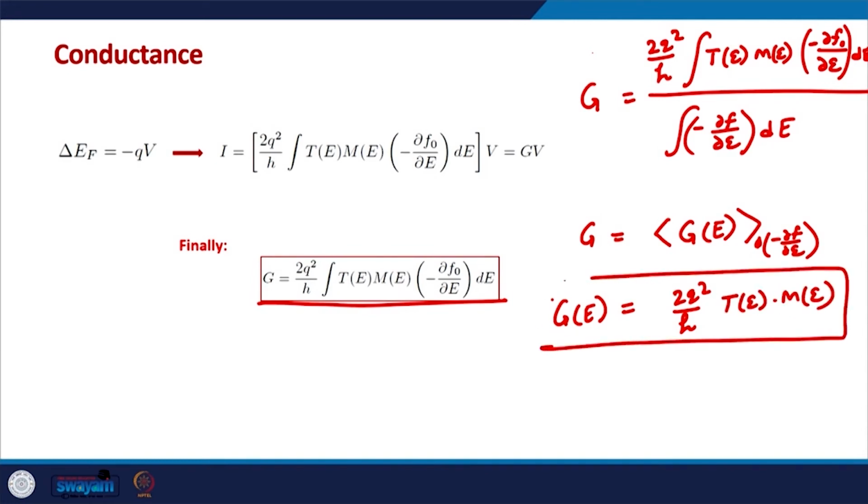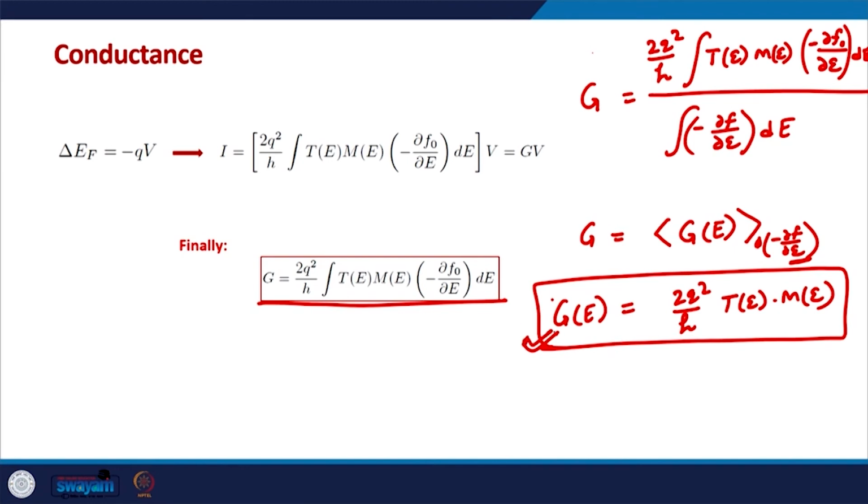This is known as the conductance function, and if we take the average of the conductance function over this window, which is also known as the Fermi window, minus del f by del E, that will give us the total conductance of the device, and that is an interesting result.